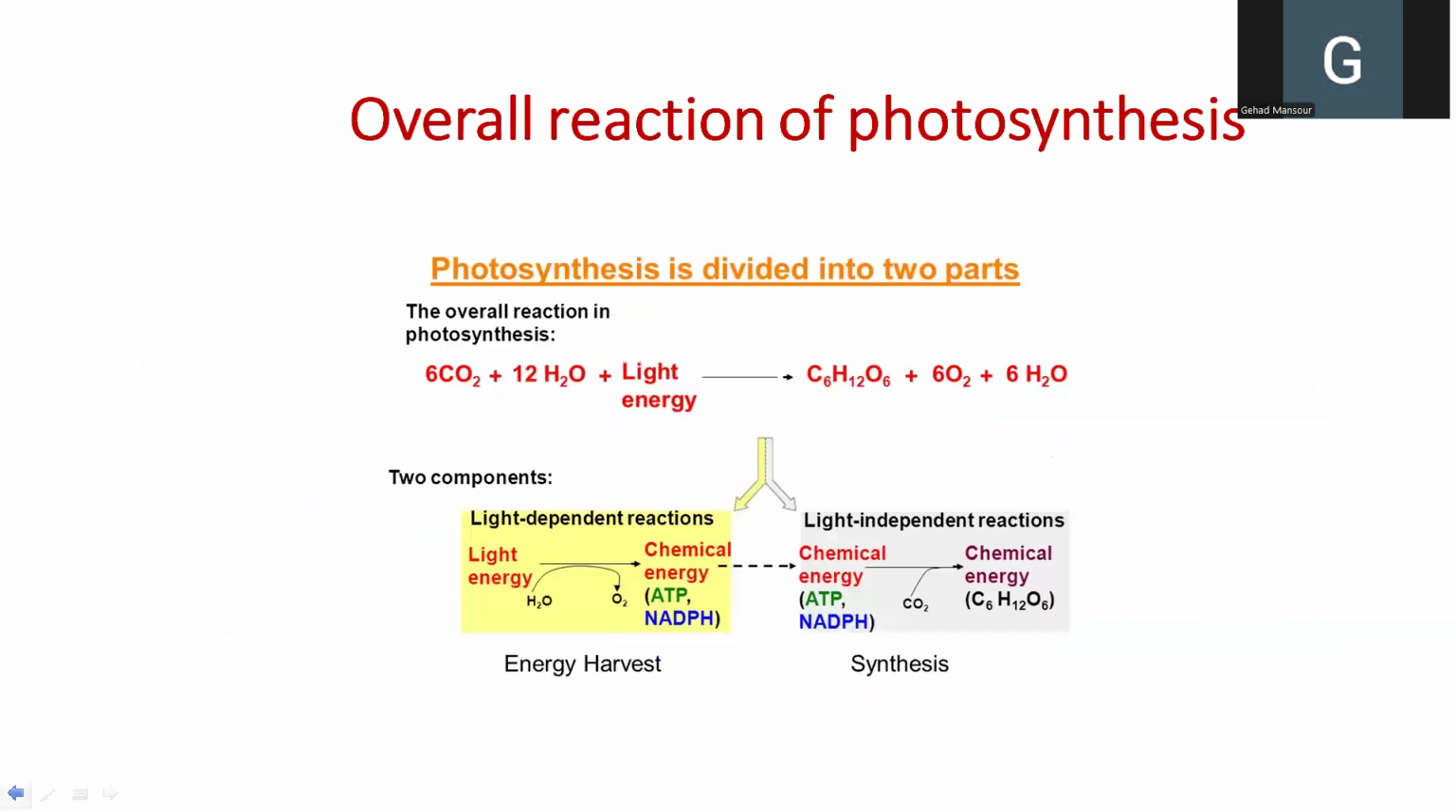So we have two components for the light reactions. We have the light-dependent reactions that result in the formation of ATP and reduced NADPH, and there are the light-independent reactions in which the products of the light-dependent reactions, ATP and reduced NADPH, are utilized.